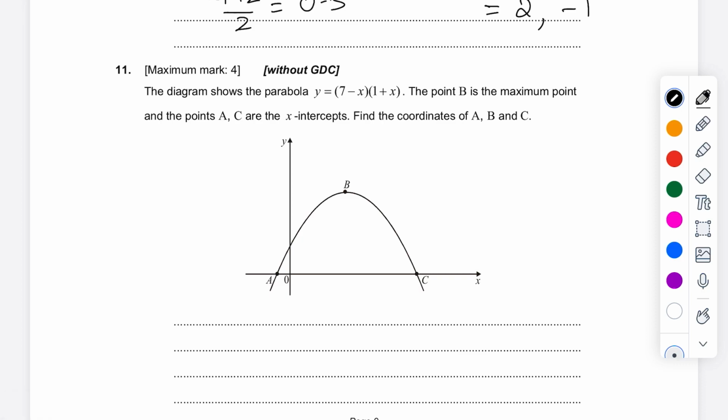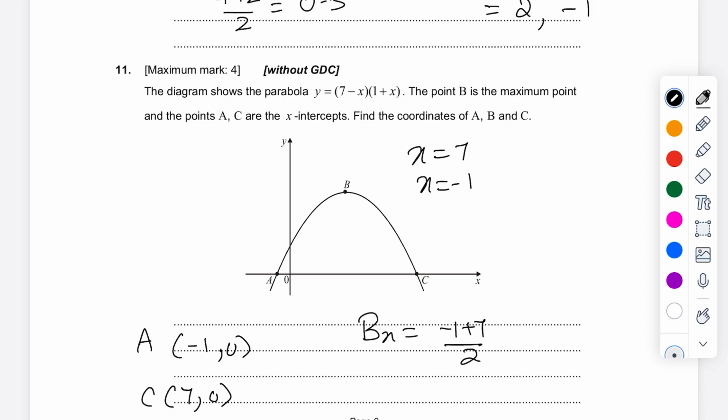Question number 11. Point B is the maximum point and the points A and C are the x-intercepts. Find the coordinates of A, B, C. So we can clearly see that x equals 7 or x equals negative 1. So A is on the negative side. Therefore, coordinate A will be negative 1 comma 0 and C will be 7 comma 0. And the midpoint of that one will be the x coordinate of B.